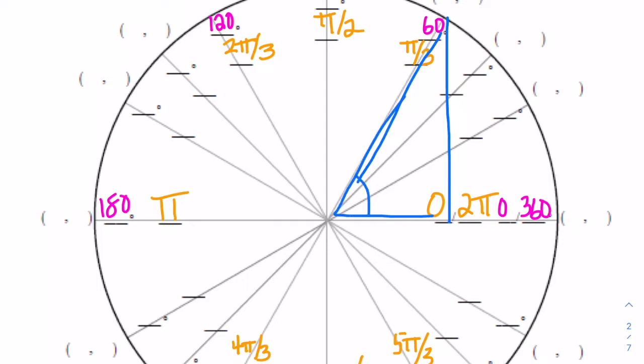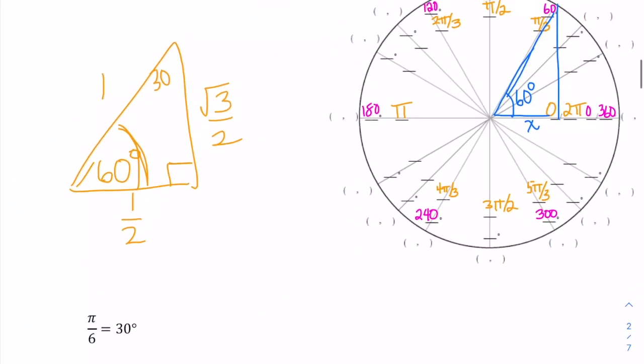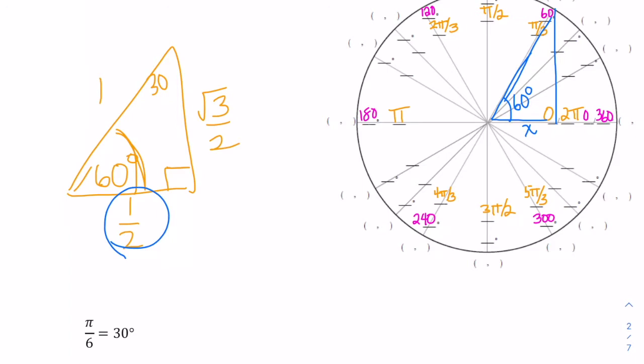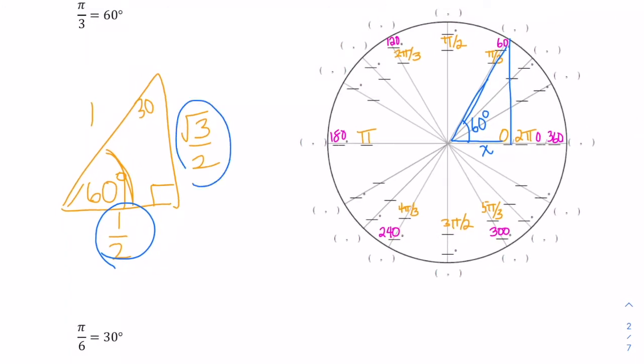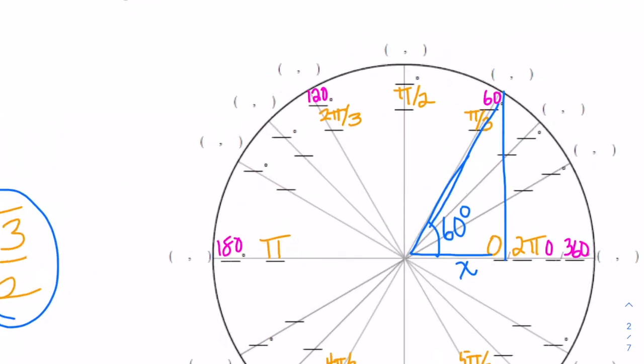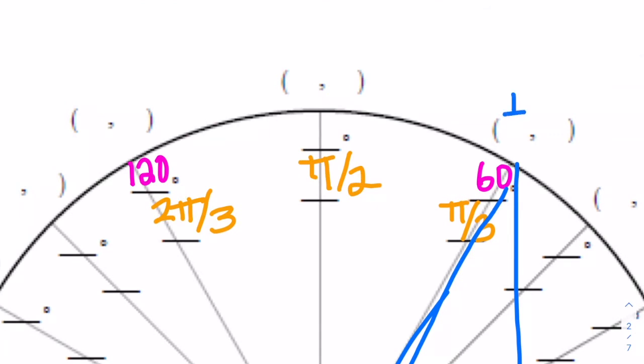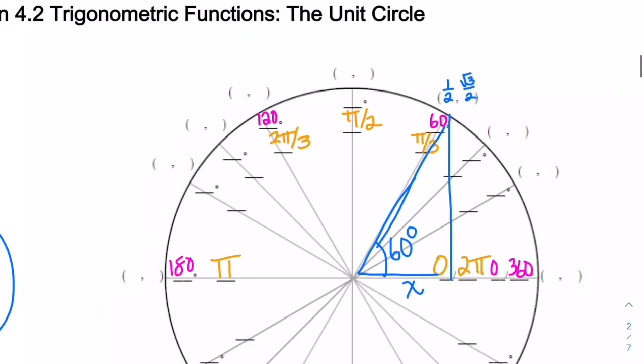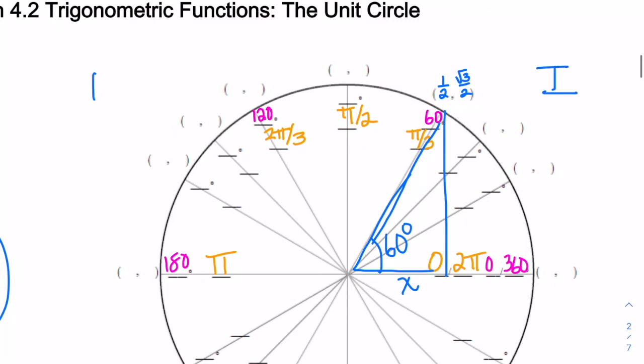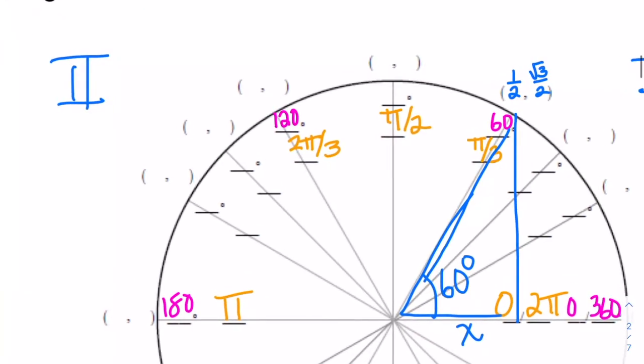And again, here's the 60 degree. We can see that that x value, that coordinate, would match the 1/2. And we know that the y value would match the opposite side. So we know that this coordinate would be 1/2 for x and root 3 over 2 for y. Now we're going to use those same sides, those same lengths, and just change them from positive to negative as we go through the quadrants. So this will be negative 1/2 in the second quadrant, but the y is still positive.